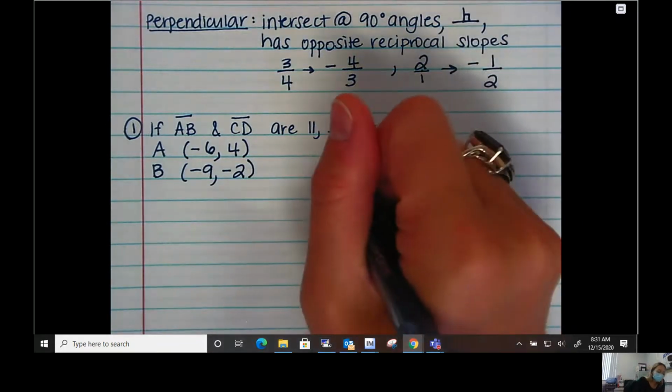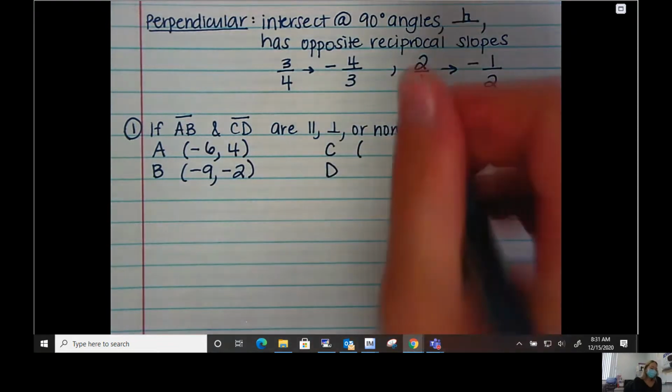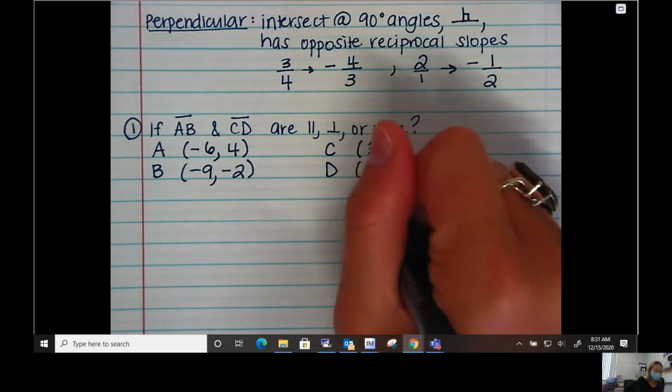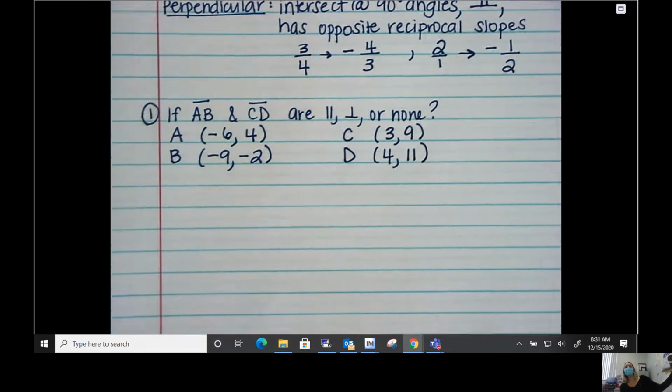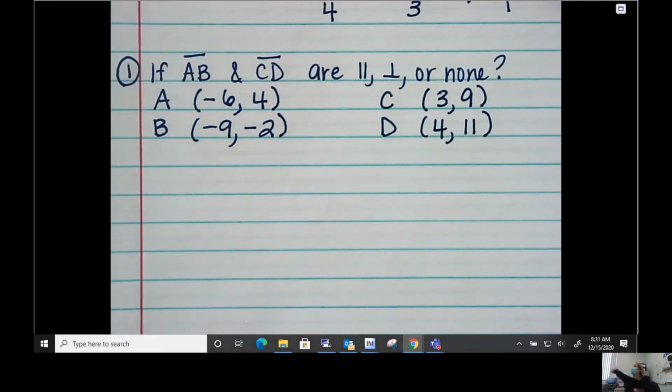And then C and D, I'm going to give myself a little bit of space over here. C is 3, 9, and D is 4, 11. So I've got line AB, I've got line CD, and I want to determine if those two are parallel, perpendicular, or neither. So to find the slope, I'm doing the change in y, how my y values change, over the change of x, how your x values change.